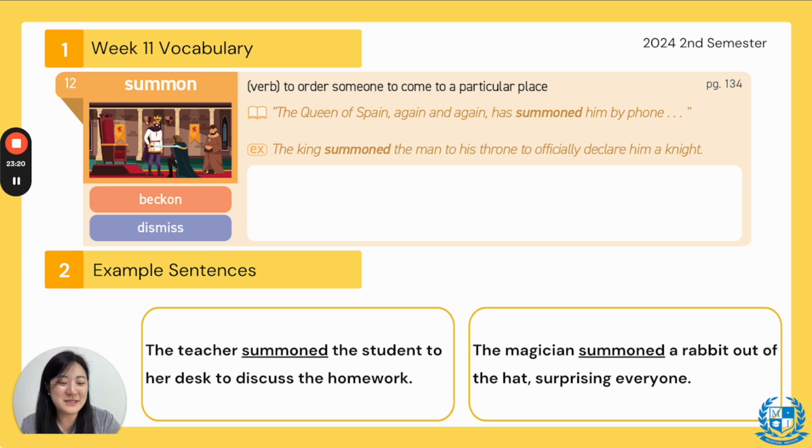Oh, this next sentence was kind of similar to the one that I said before, but different. It says, the magician summoned the rabbit out of the hat, surprising everyone. So before, the sentence was gape, with how everyone gaped, but now summoned. So he told the rabbit to come out of the hat, to summon.